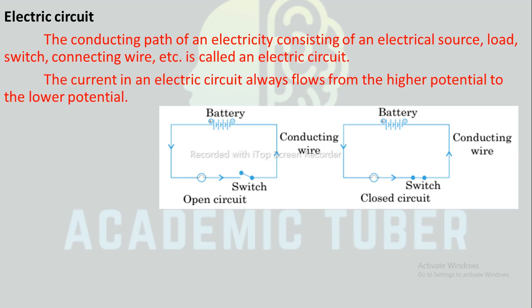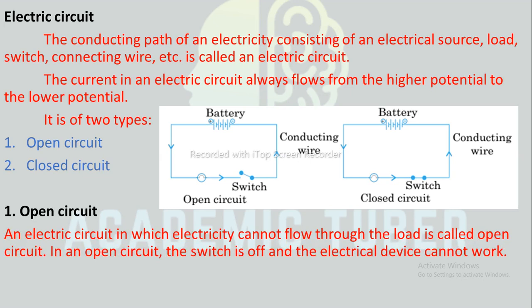The current in an electric circuit always flows from higher potential to the lower potential. There are two types of circuit. They are open circuit and closed circuit. So first one is open circuit. An electric circuit in which electricity cannot flow through the load is called open circuit. In an open circuit, the switch is off and the electrical device cannot work.